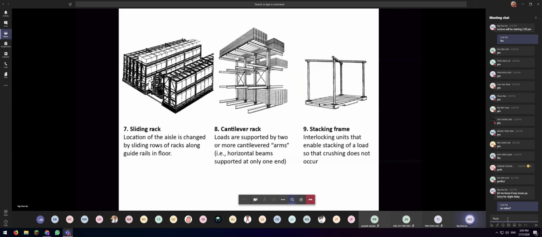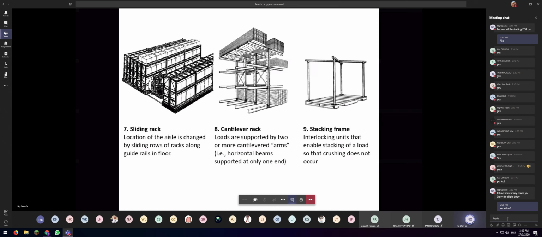So sliding racks are where the racks themselves can move, and this can be great for space optimization. But of course, there's an additional layer of complication where you have to have actuation of the rack itself. Cantilever racks, as we can see here, are supported by cantilevered arms.